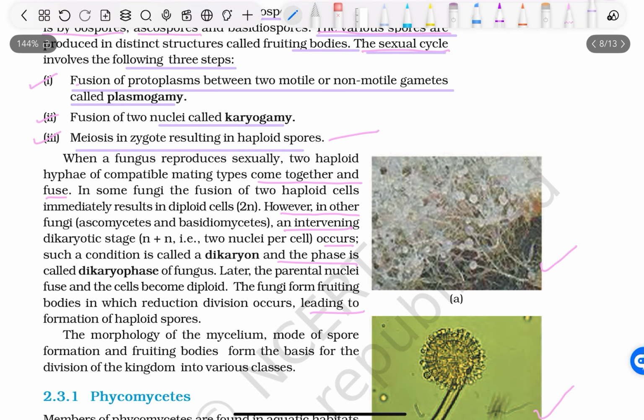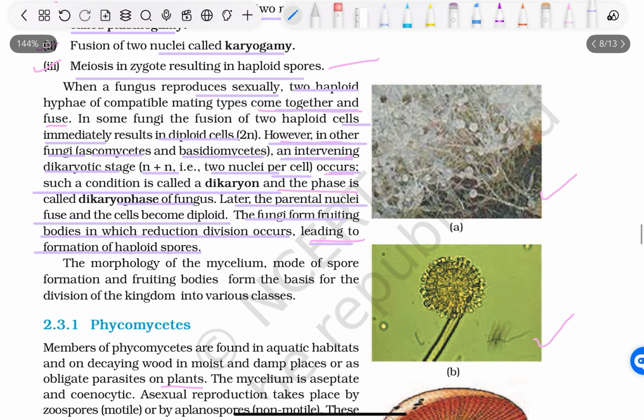When a fungus reproduces sexually, 2 haploid hyphae of compatible mating types come together and fuse. In some fungi, the fusion of 2 haploid cells immediately results in diploid cells. However, in other fungi, Ascomycetes and Basidiomycetes, an intervening dikaryotic stage (n+n, that is 2 nuclei per cell) occurs. Such a condition is called dikaryon and the phase is called dikaryophase of the fungus. Later, the parental nuclei fuse and the cell becomes diploid. The fungi form fruiting bodies in which reproductive division occurs, leading to formation of haploid spores.